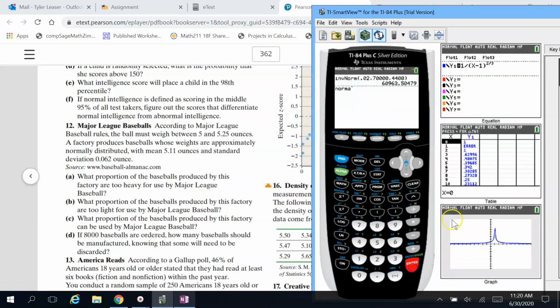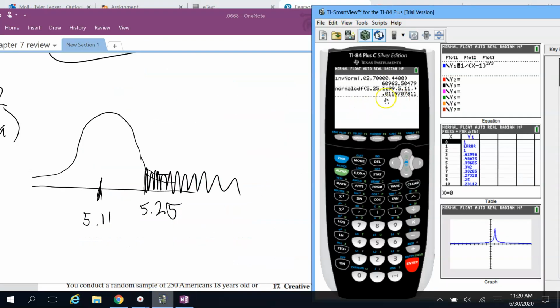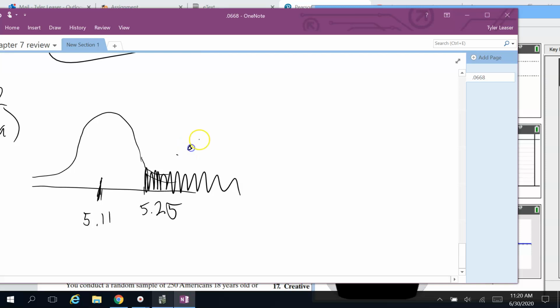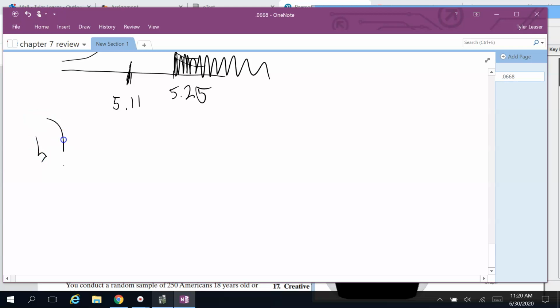We're going to paste, hit enter, and we get this number, 0.01197. So just rounding that out, this would round to 0.0120, and that's going to be our answer. So roughly 1.2% of all of the baseballs that this company makes are going to have to be thrown away because they're too big for major leagues, or they weigh too much. Let's look at part B.